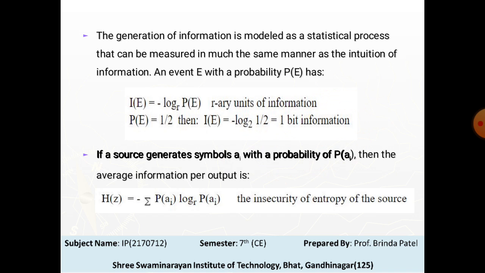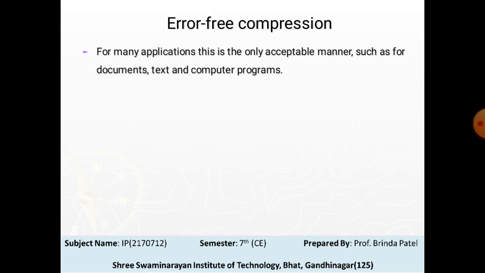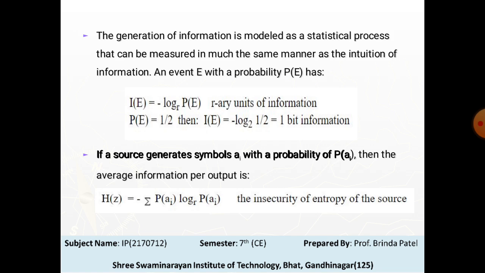So if a source generates symbol a_i with probability P(a_i), then the average information per output is H(z) equal to minus sigma P(a_i) log P(a_i). This is the uncertainty or entropy of the source. It is maximal when every symbol has an equal probability of 1 upon n. It indicates the minimal average length, for log base 2, in bits per symbol needed to code the symbols.